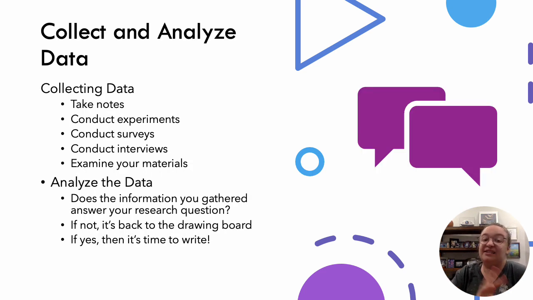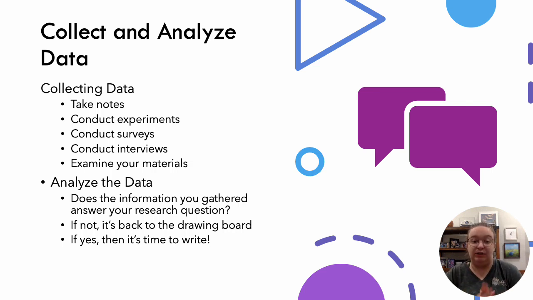So second to last, we collect and we analyze data. So collecting data means taking notes, conducting experiments, conducting surveys, conducting interviews, and examining your materials. This is when you get to be the scientist and you get to take the literature that you have reviewed and you have broken down and dug through and found all these little interesting parts, and now you actually do something with that data. You design your experiment, you conduct that experiment, you observe, and you participate in the actual experimental research itself. And then you analyze that data.